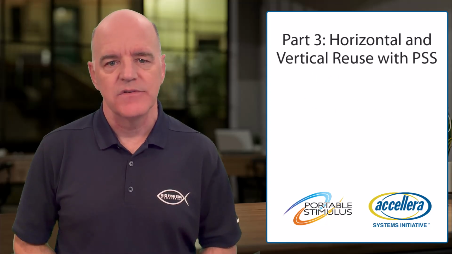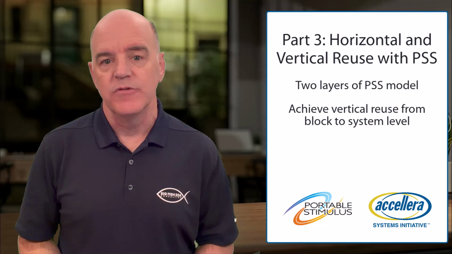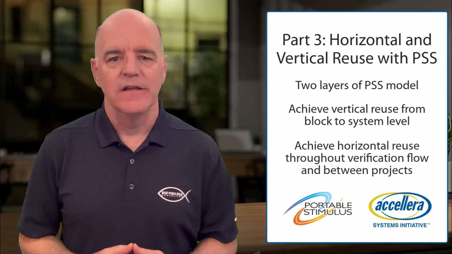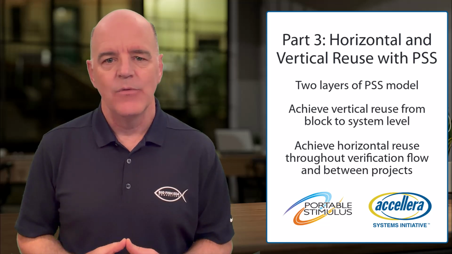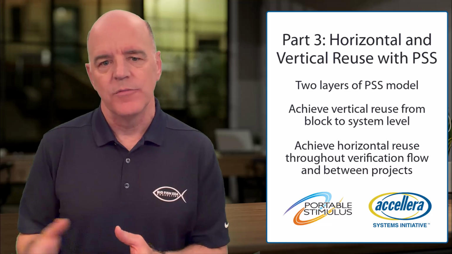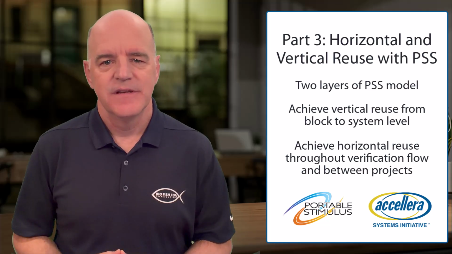In this session entitled Horizontal and Vertical Reuse with PSS, we'll talk about the 2 layers of a PSS model. We'll talk about how we apply PSS at the block level and how we achieve vertical reuse as we move from the block level up to the system level. Then we'll talk about how we define different implementations for the model, depending on our target platform, and how we achieve horizontal reuse by mapping that implementation to the different platforms throughout our verification flow, and also from one project to the next. So let's get started.